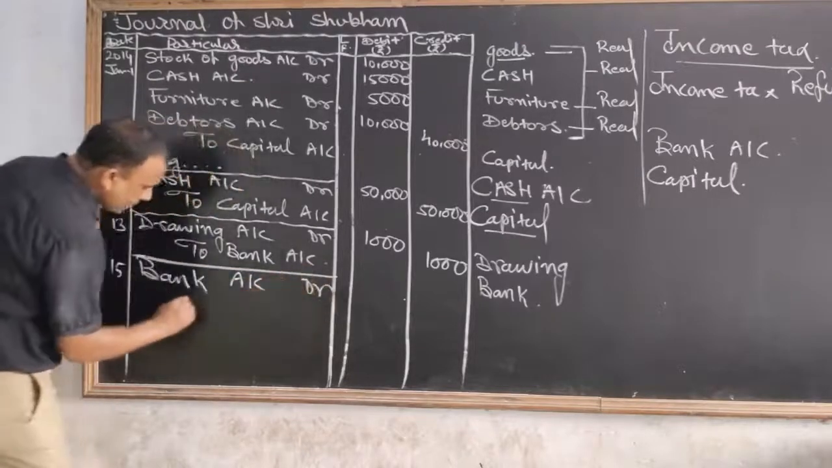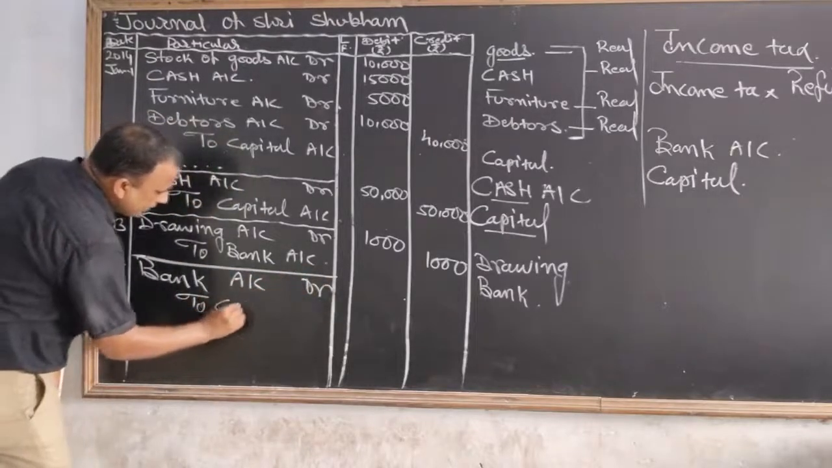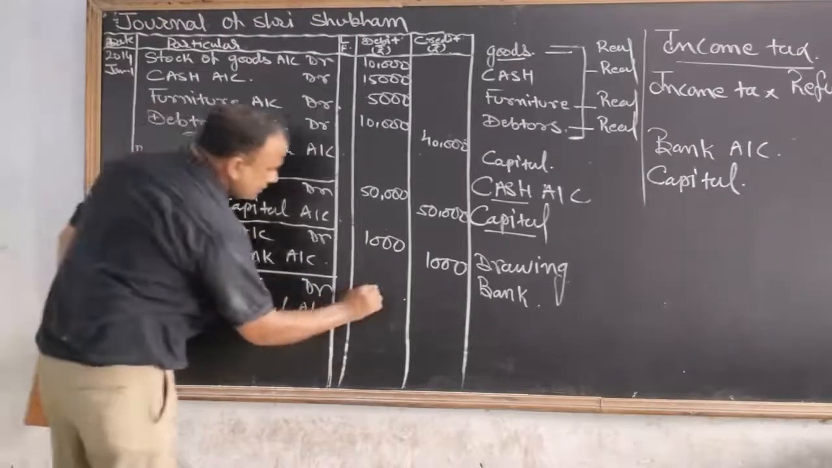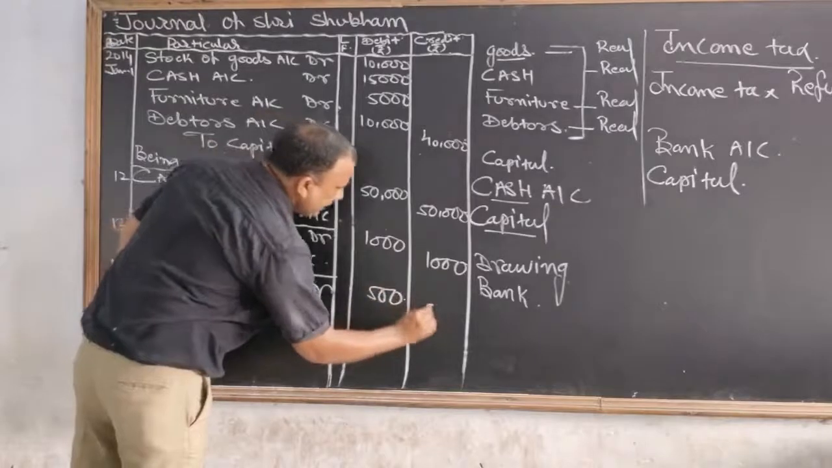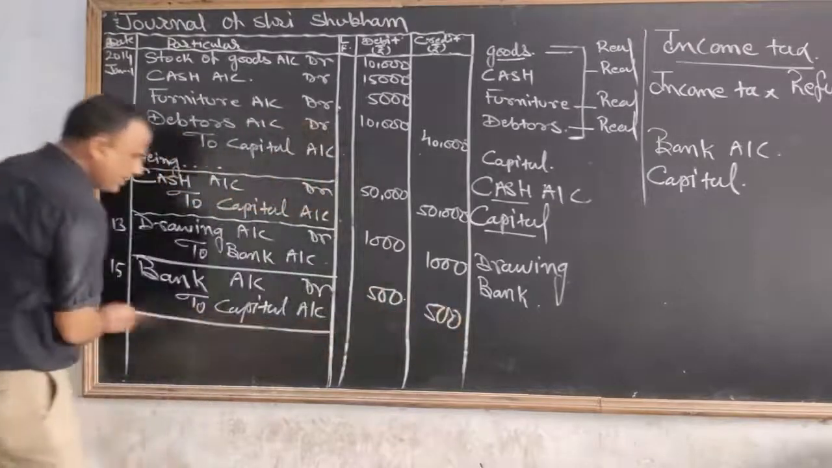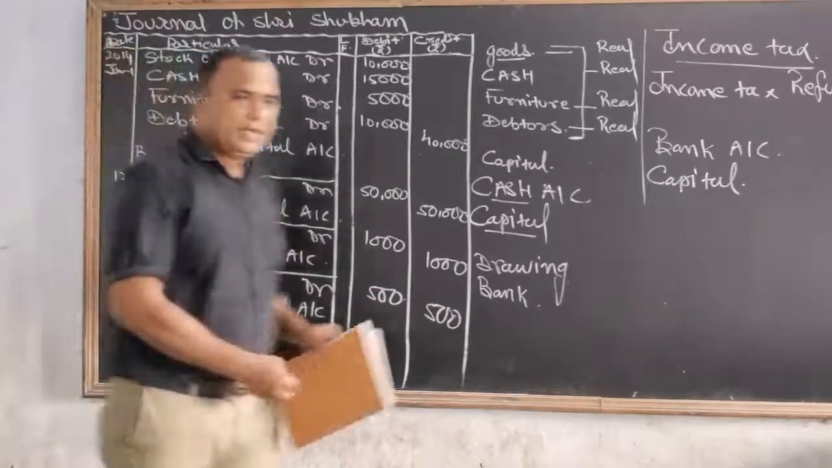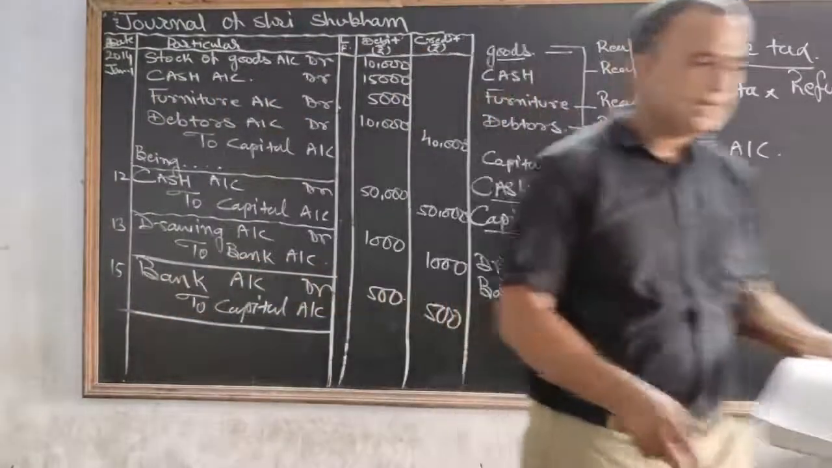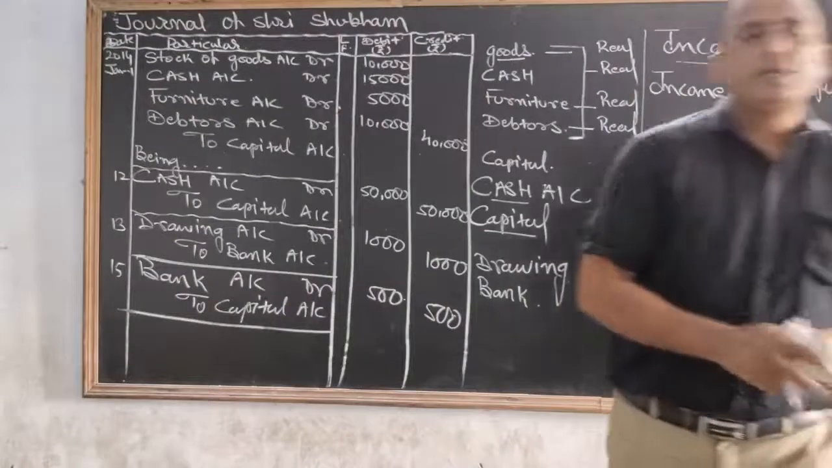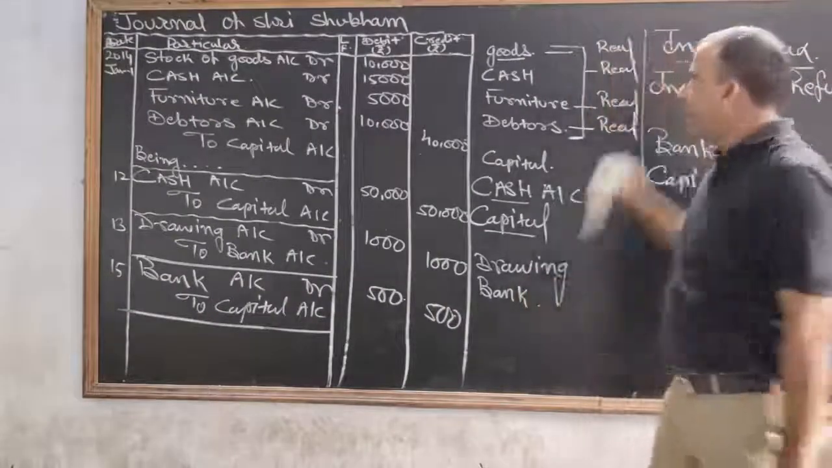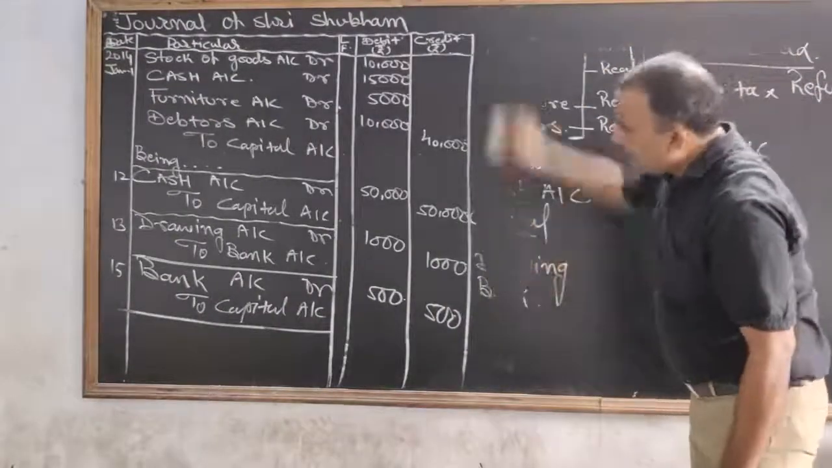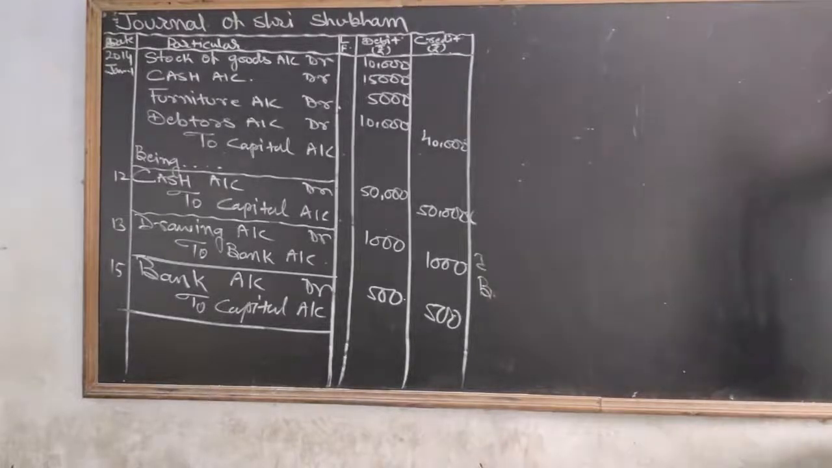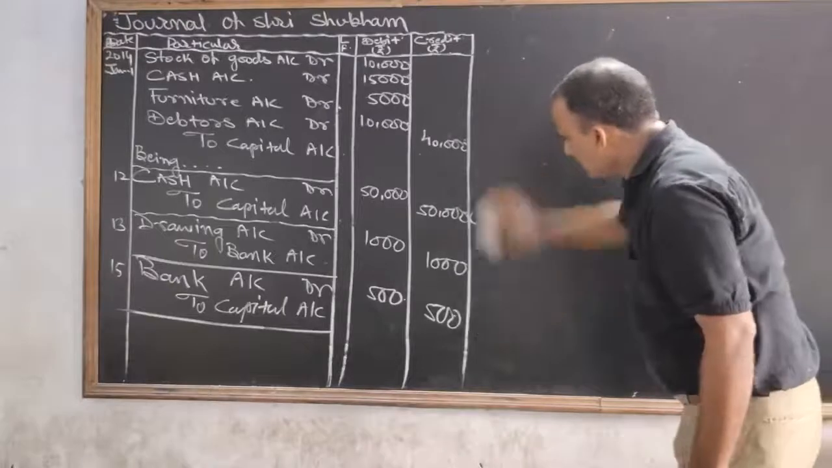That's why bank account Dr. Owner is giver. That's why to capital account 5,500. Being income tax refund deposited in a bank. So 5 transactions are over, 1, 2, 3, 4 and 5. Remaining transactions.